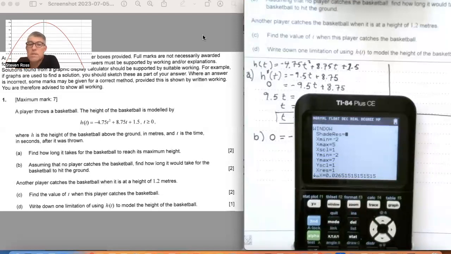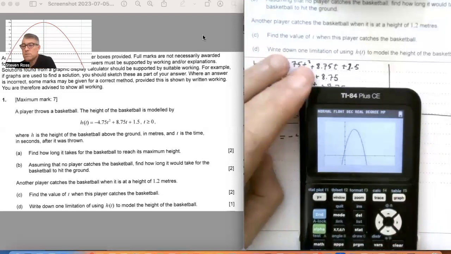So I've got an x min of negative 2. That's negative 2 seconds, all the way up to an x max of 5 seconds. That's quite a few seconds for the ball to be in the air. X scale is 1, so every hash mark will be 1 second. Y min is negative 2, just a little bit below the x-axis. And let's say 7 meters should contain the height of that basketball. And Y scale is 1. And let's go ahead and graph it and take a look.